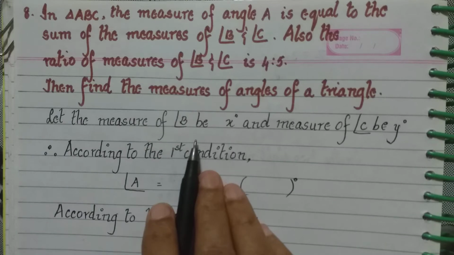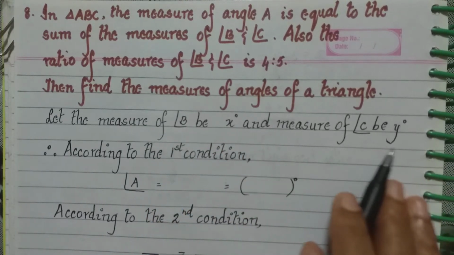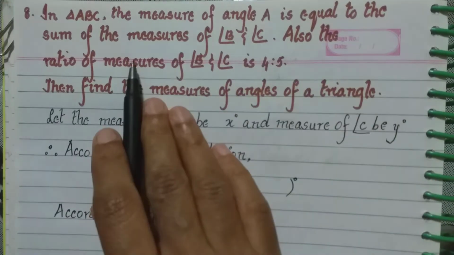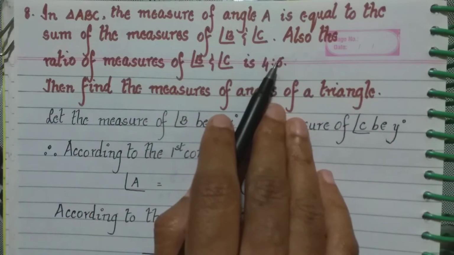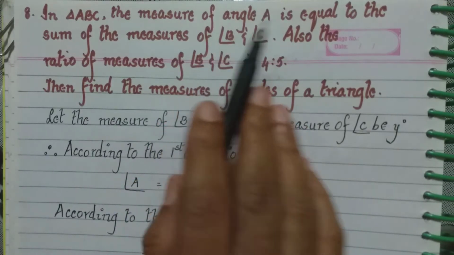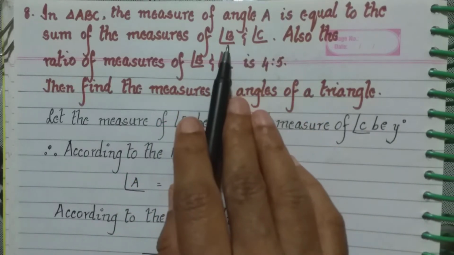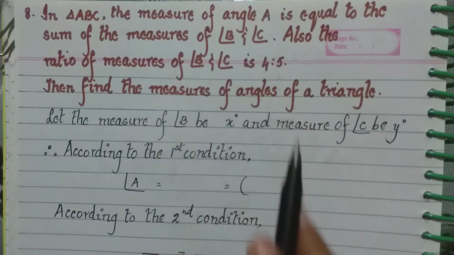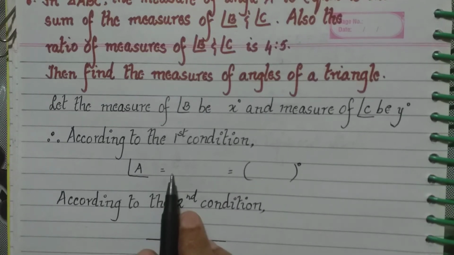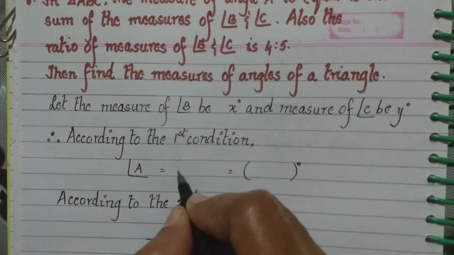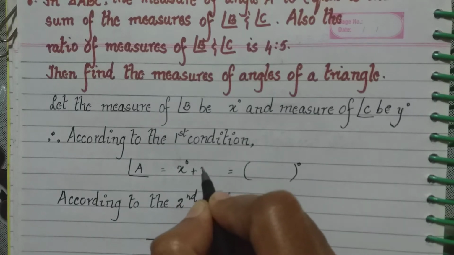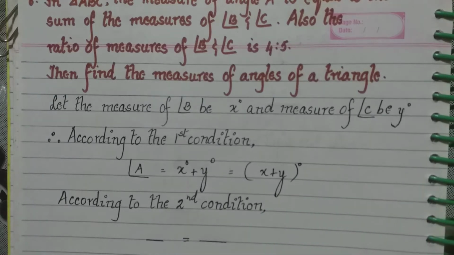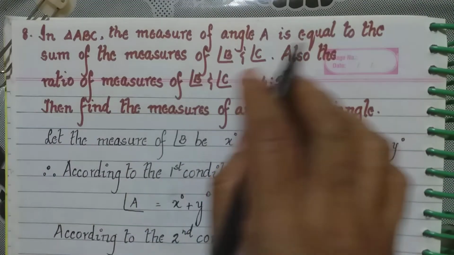Now we consider the measure of angle B to be x degrees, the measure of angle C to be y degrees. But they said the measure of angle A is equal to the sum of the measures of angle B and angle C. So if angle B is x and angle C is y, the measure of angle A will be x plus y degrees. Now this is the first condition they had given.